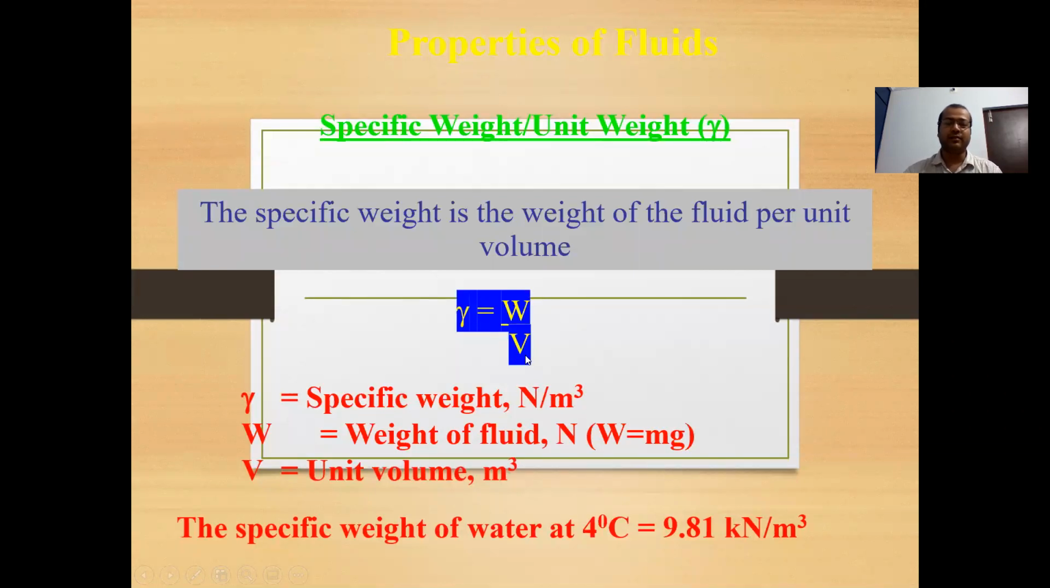We know very well that the unit of weight is Newton. Capital W is equal to M into G. So here we are getting the unit of specific weight as Newton per meter cube. Now the specific weight of water, if we measure it at 4 degrees Celsius, is 9.81 kilonewton per meter cube. Kilo here is 10 to the power 3, or we can write it as 9810 Newton per meter cube.